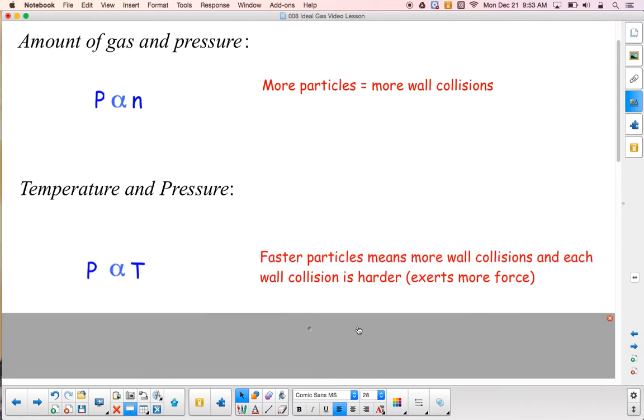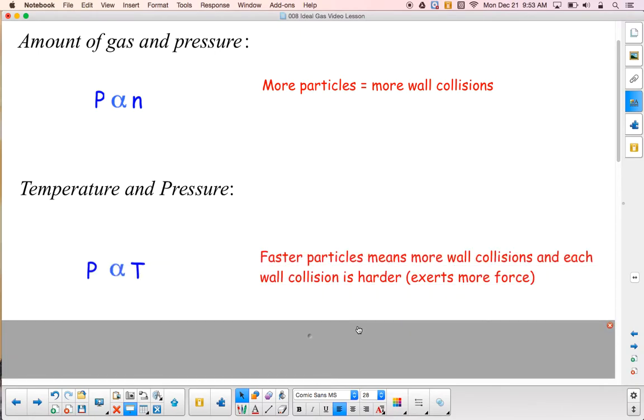Next, we'll look at temperature and pressure. You also found out in the gas simulation that the pressure is directly proportional to the temperature. And from watching the particles move around in the tank, you probably noticed that as the particles move faster, they hit the wall more often, and each collision with the wall is harder. Therefore, each individual collision exerts more force against the wall of the container.